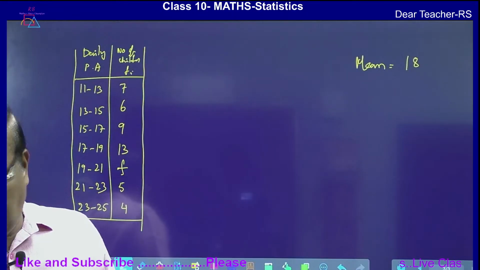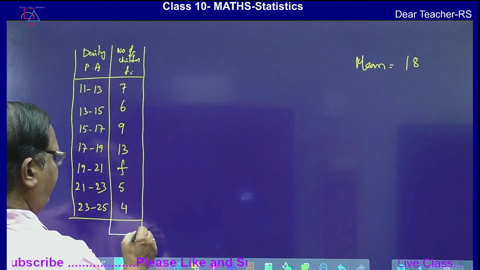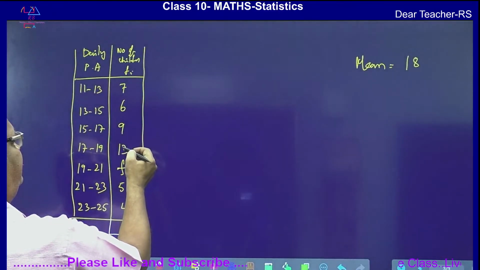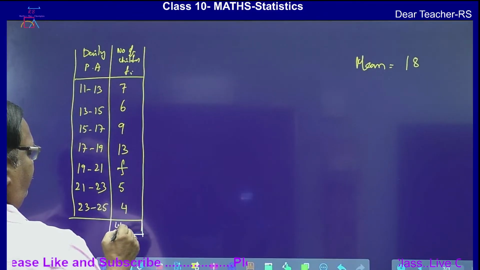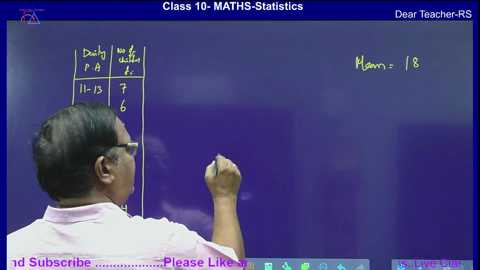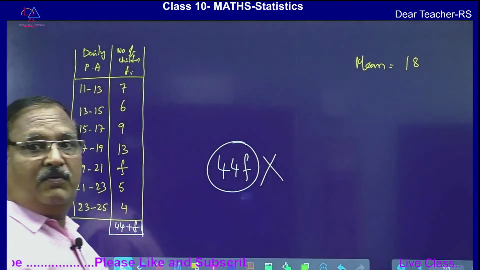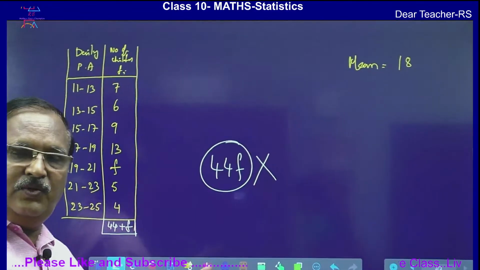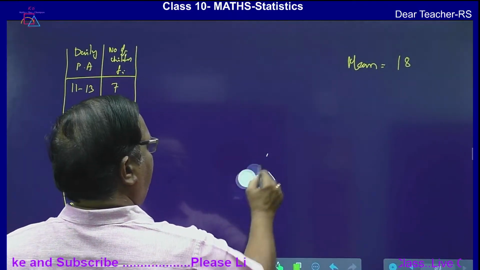So here we need sigma Fi. So how much? 13, 7 plus 6 is 13, 13 plus 9 is 22, 25, 35, 40, 44. 44 plus F. F we don't know. Most of the students will add 44F. Wrong. Okay, 44 plus F, because F is an unknown thing, a variable, you cannot add. So be careful, write properly.